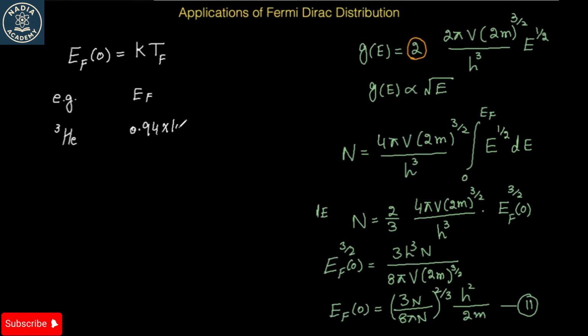0.94 times 10 raised to power minus 3. So better to write it 9.4 times 10 raised to power minus 4 electron volts. And it corresponds to a Fermi temperature of about 10 kelvins.